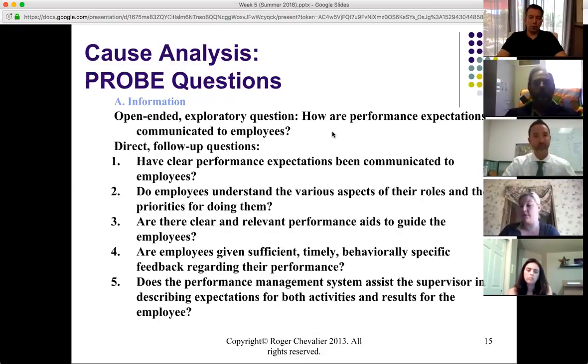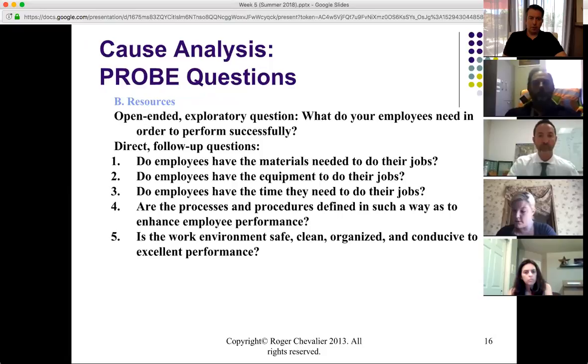The open-ended question would be, how are performance expectations communicated to employees? Very fundamental: do employees know what they're supposed to be doing? What are the expectations? How are they communicated? And then the direct questions, the follow-up questions, are here. Okay, so here's one for resources and so on and so forth.